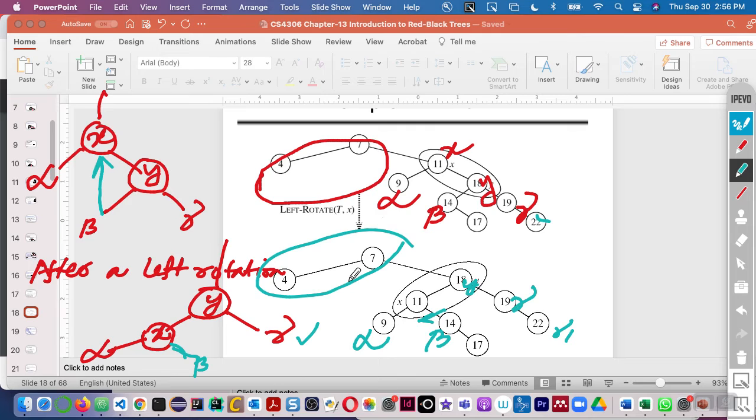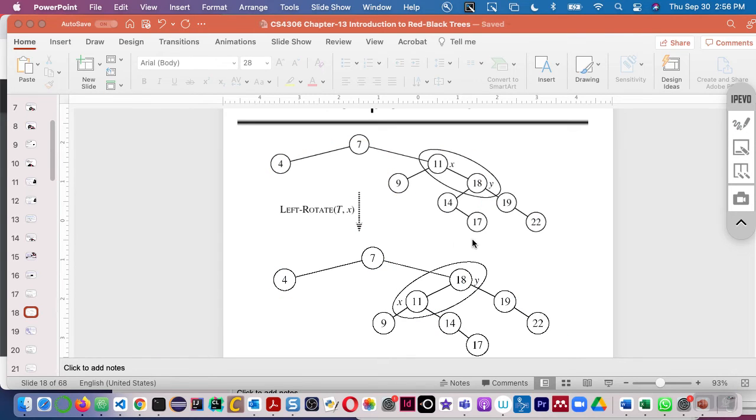Now I'm going to move on to our challenging part, building an AVL tree, a red-black tree. Is everybody okay? Okay, let's go.